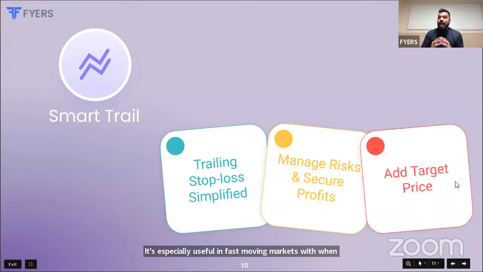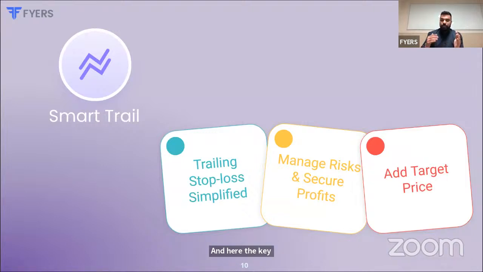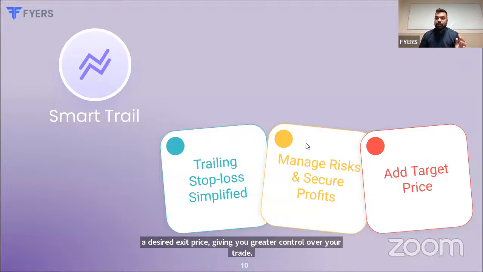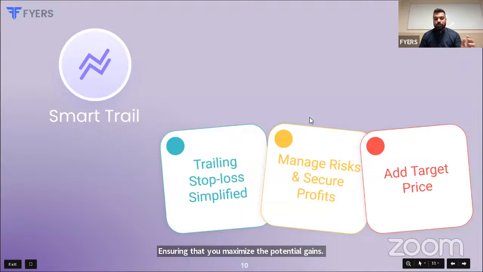And what we've actually added in is an add target price, which is one of the most requested features. Here the key feature is that this allows you to predefine a desired exit price, giving you greater control over your trade, ensuring that you maximize your potential gains. So this is how Smart Trail works.